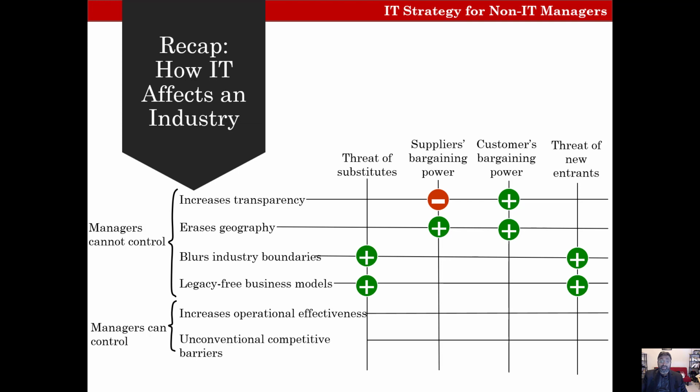But here are some of the things that managers can control. IT increases operational effectiveness and creates unconventional competitive barriers. And creating unconventional competitive barriers reduces the customer's bargaining power, and also reduces the threat of new entrants because it's hard to replicate when it's not just easy to spend money and get it. It's hard to replicate that particular knowledge. And sometimes it's the information and the analytics, the insight you gain about customers, which is hard to replicate.